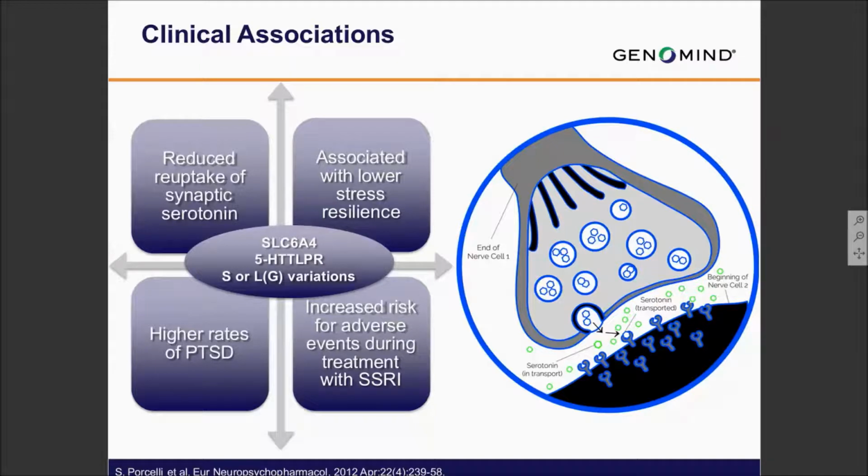SLC6A4 is an excellent candidate for genetic studies, since serotonin transporters are one of the main targets for antidepressant drugs and the primary target for SSRIs. Furthermore, it has been associated with several psychiatric disorders with affective symptomatology, such as bipolar disorder, anxiety disorders, eating disorders, and substance abuse, as well as pathological behaviors and personality traits related to anxiety, impulsivity, and stress.